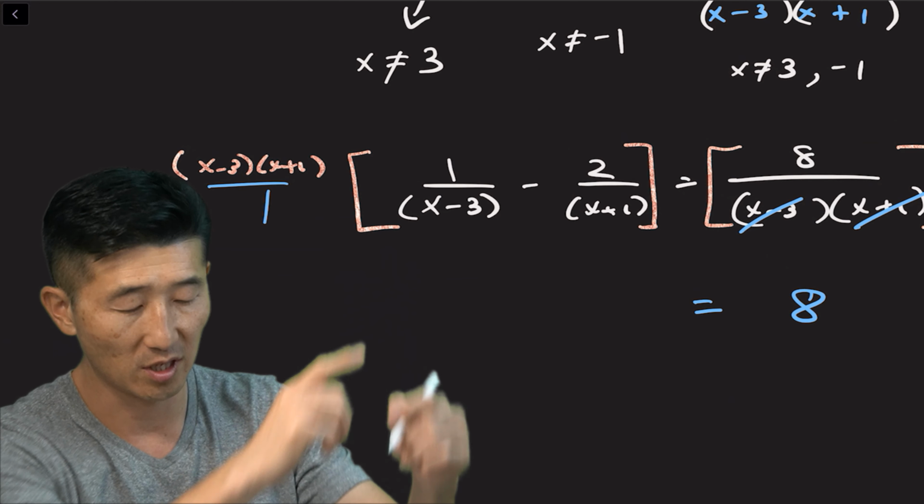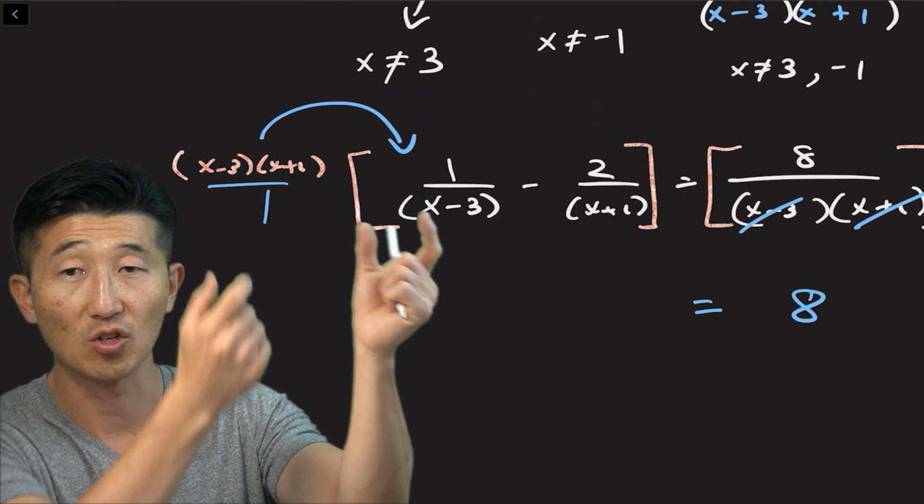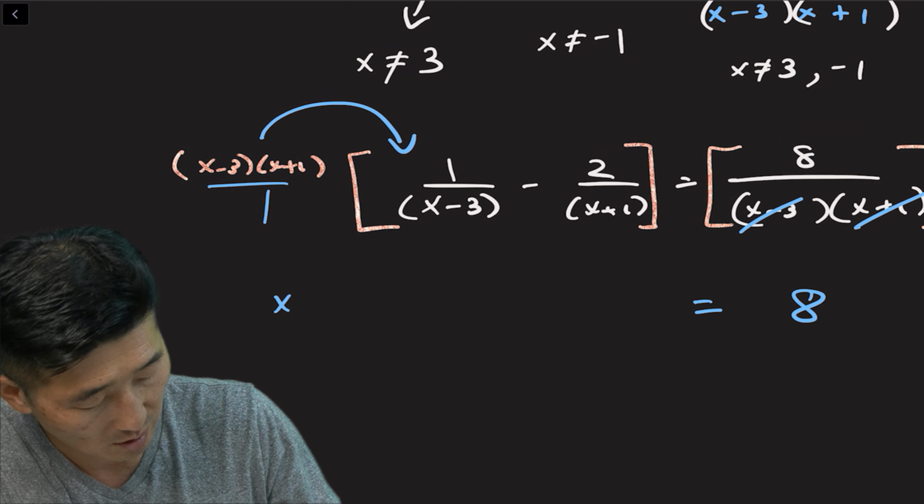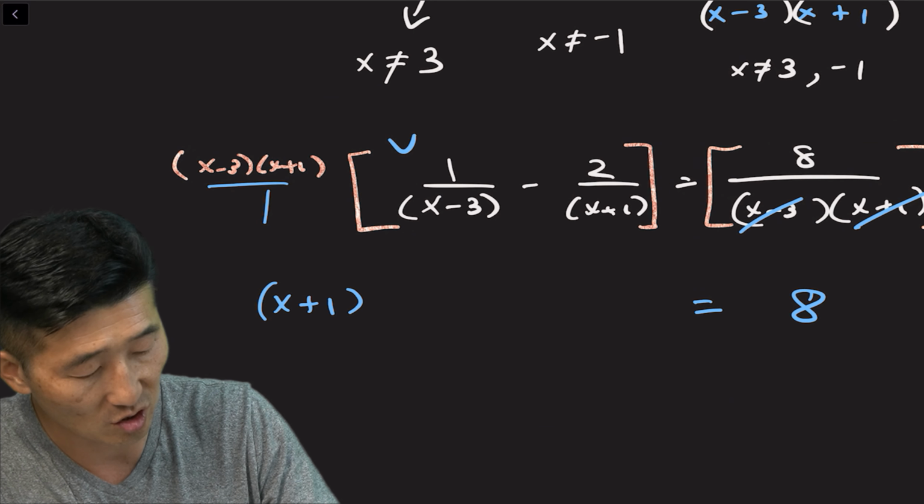You're going to distribute this in. This times that. The x minus 3's will cancel out. You're left with simply x plus 1. And again, you can leave the parentheses on for right now. And then you go to the next term.